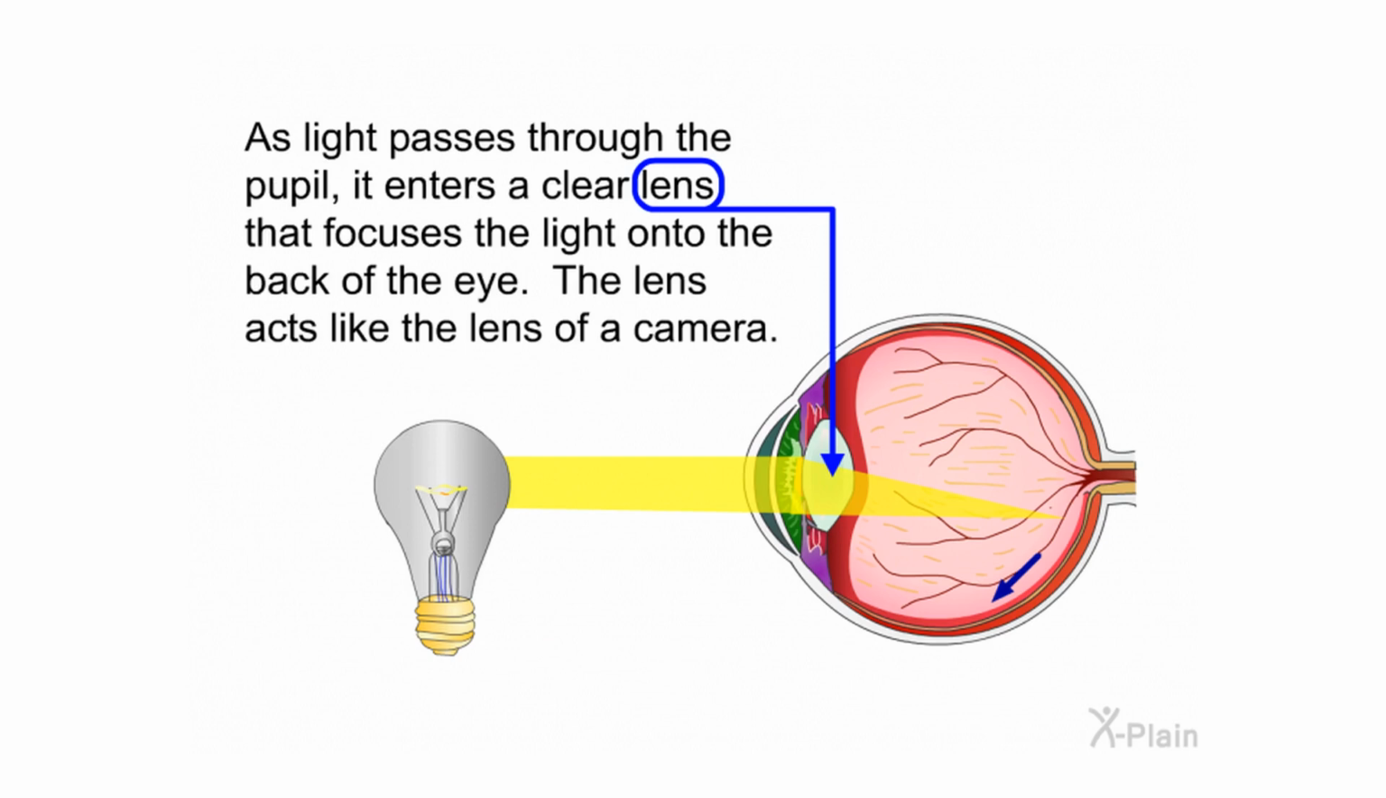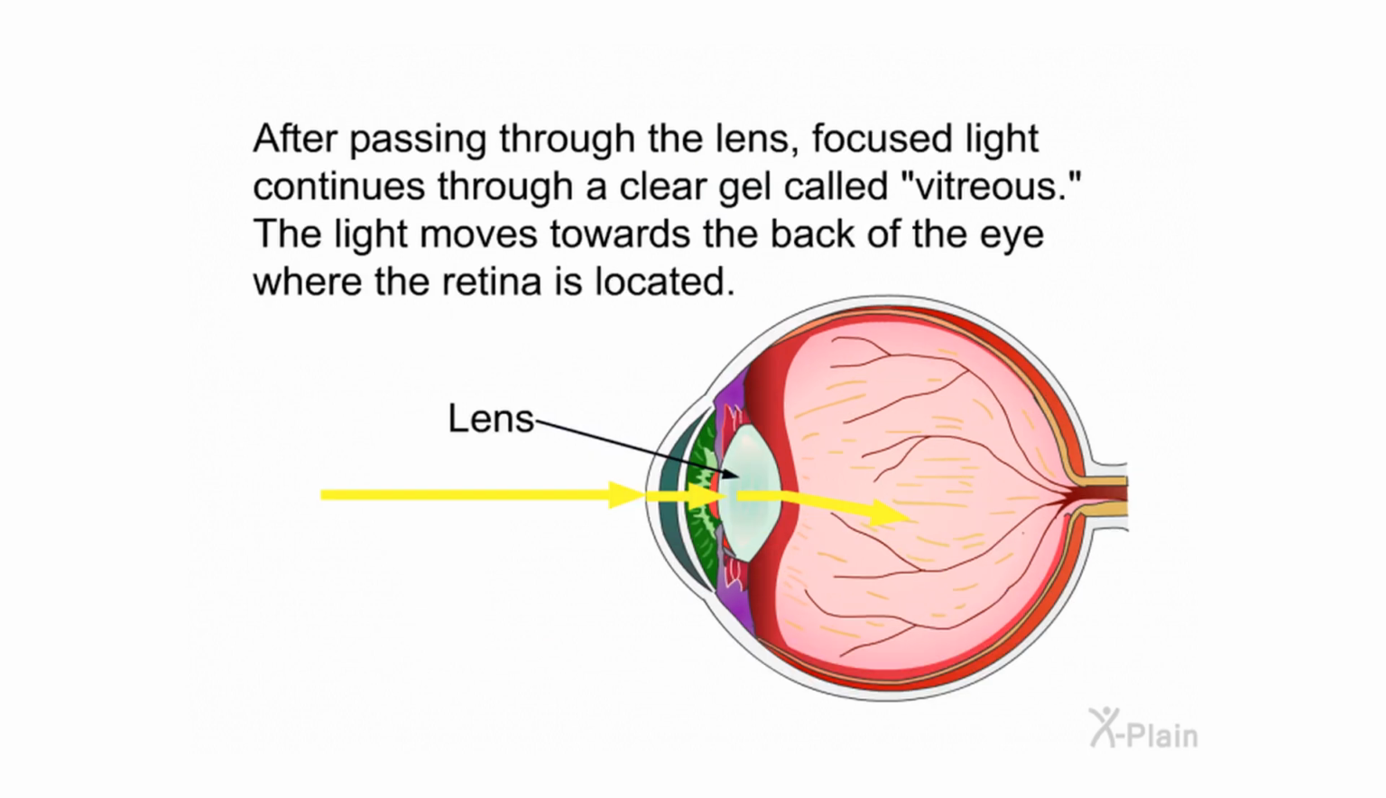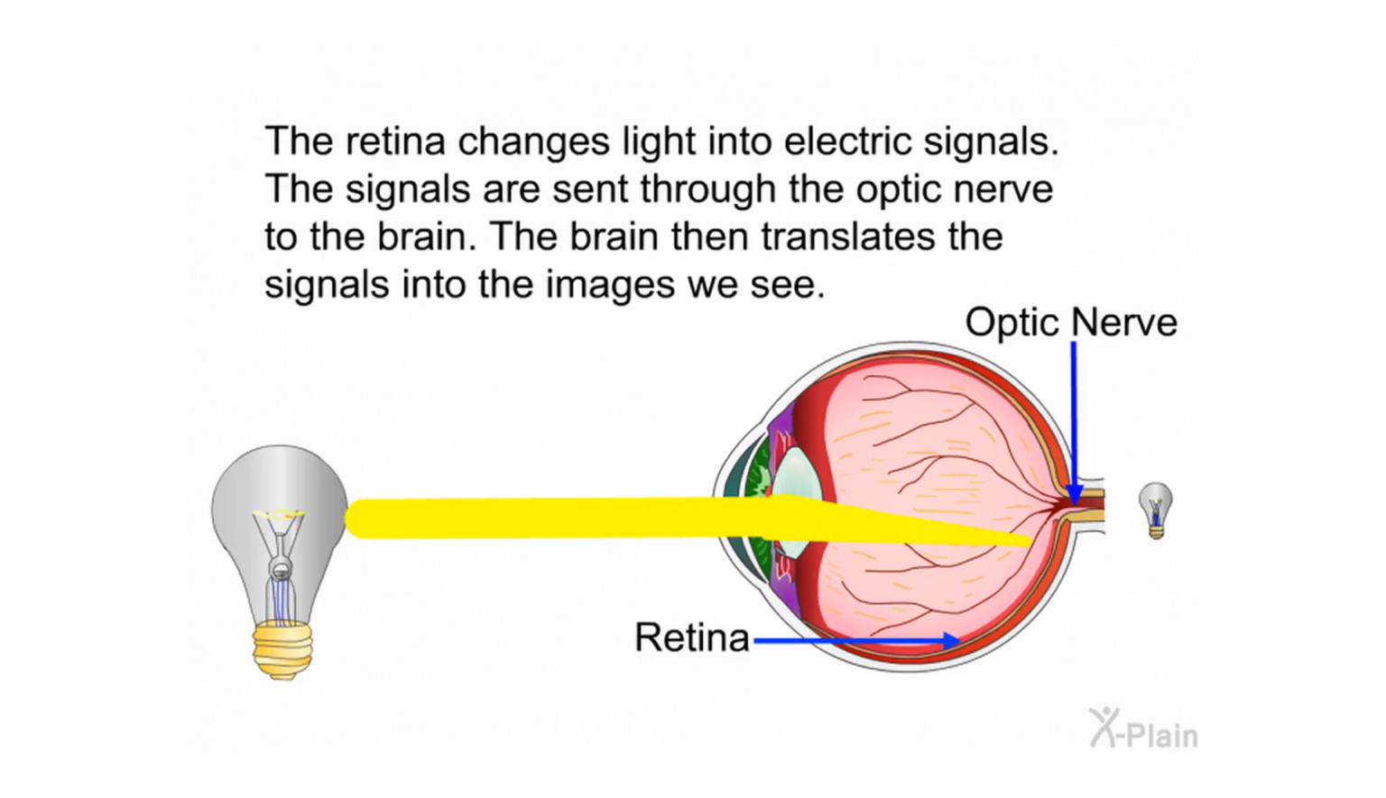As light passes through the pupil, it enters a clear lens that focuses the light onto the back of the eye. The lens acts like the lens of a camera. After passing through the lens, focused light continues through a clear gel called vitreous. The light moves towards the back of the eye where the retina is located. The retina changes light into electric signals. The signals are sent through the optic nerve to the brain. The brain then translates the signals into the images we see.